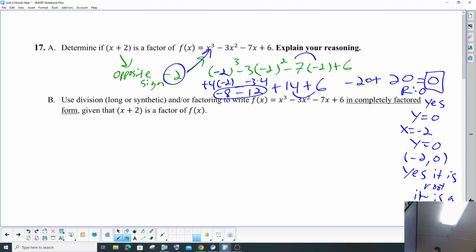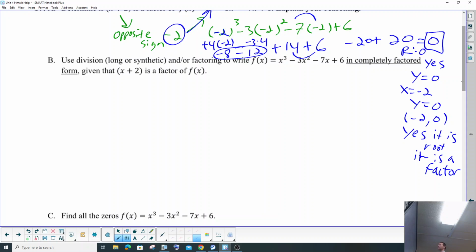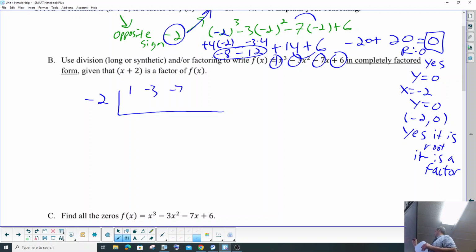Okay, use synthetic division or long division. So we're going to use a negative 2, upside down house. We have an invisible 1, a negative 3, a negative 7, and a 6. Right? We're just using the numbers, no letters. So 1, negative 3. Pause me. You better pause me. Better try it on your own. I'm waiting.